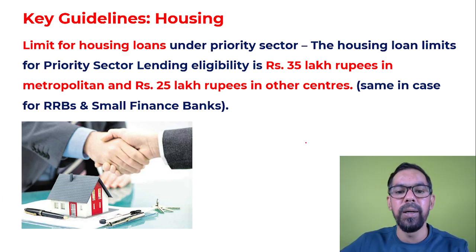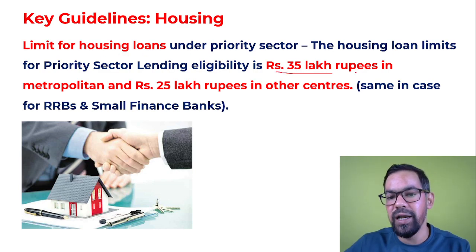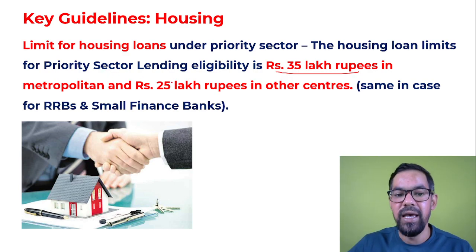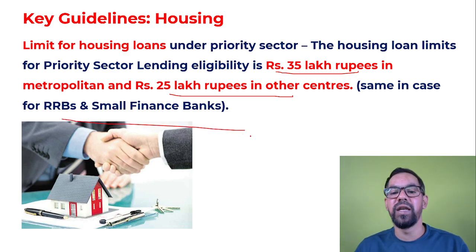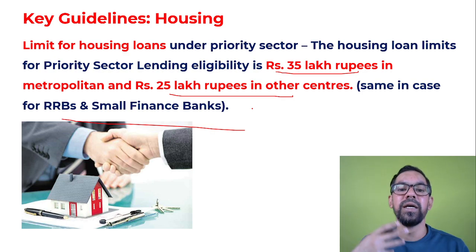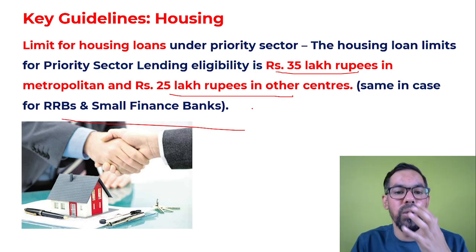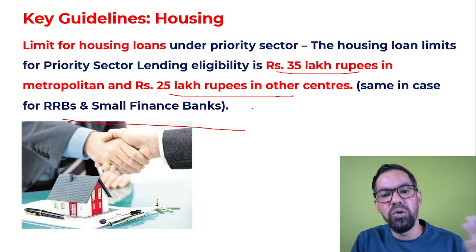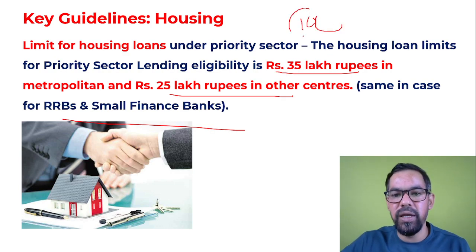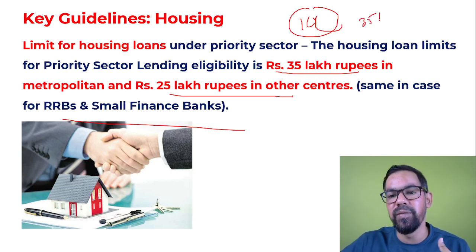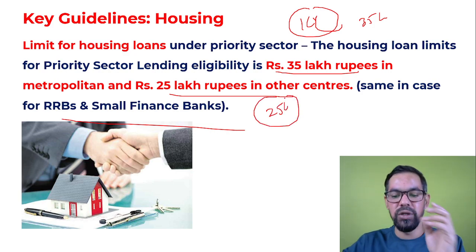Limit for housing loans under the priority sector. The housing loan limit for priority sector lending eligibility is 35 lakh rupees in metropolitan cities and 25 lakh rupees in other cities. It is the same in case of RRBs as well as small finance banks. If you talk about housing, let's say a bank gives a loan to a home buyer in a metropolitan city of 1 crore rupees. Out of this 1 crore, when it reports its PSL, the bank will consider 35 lakh rupees. If the loan is in rural areas, it will consider only 25 lakh rupees. This is the maximum limit.